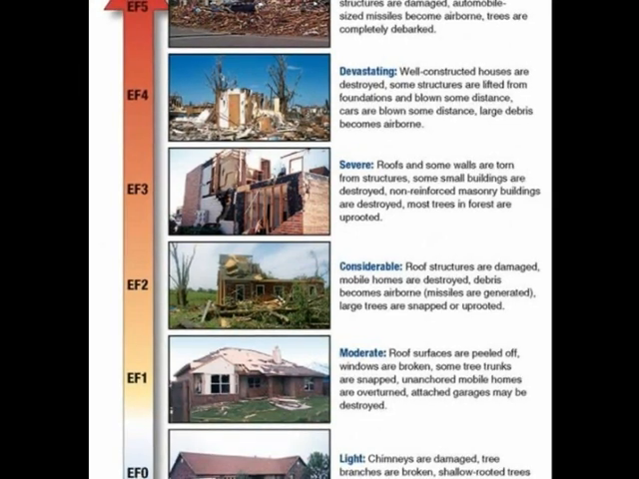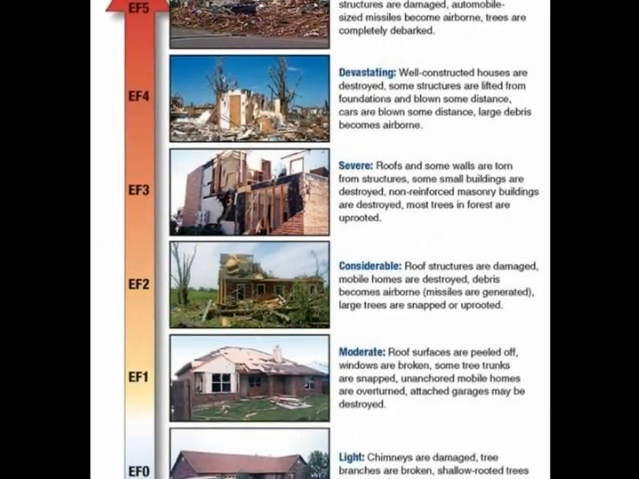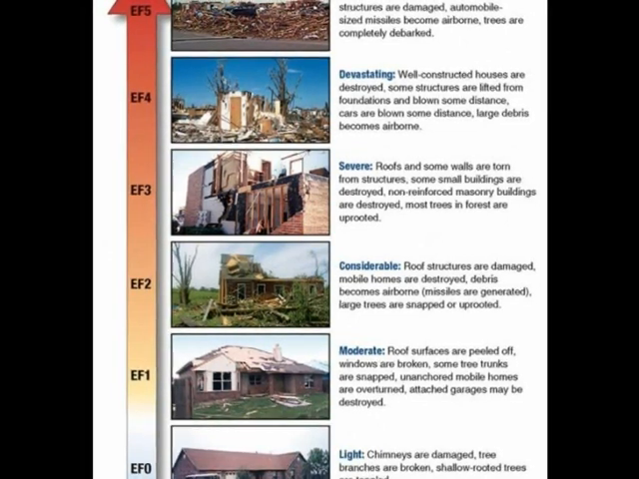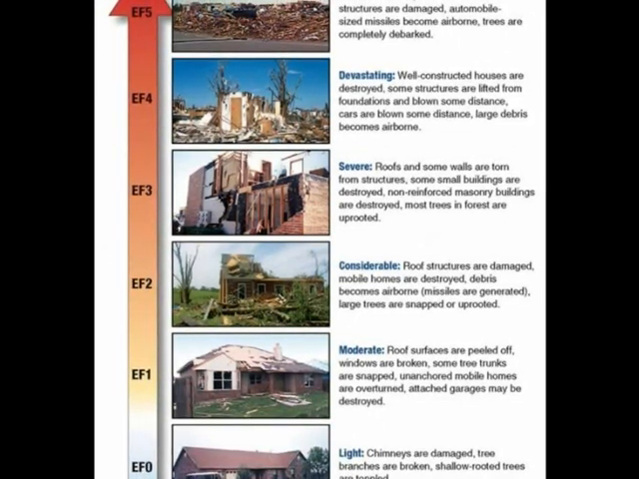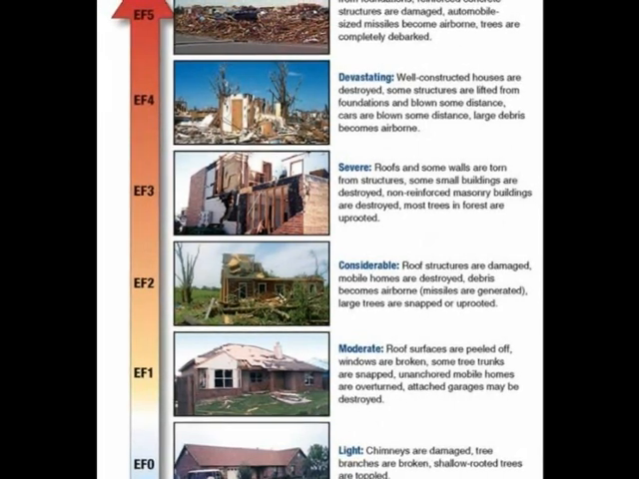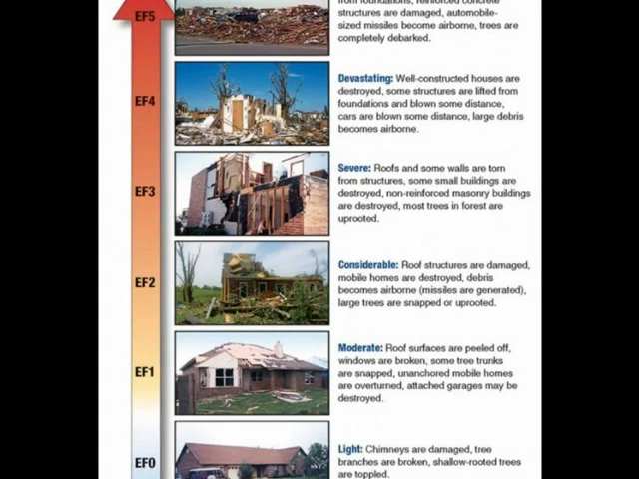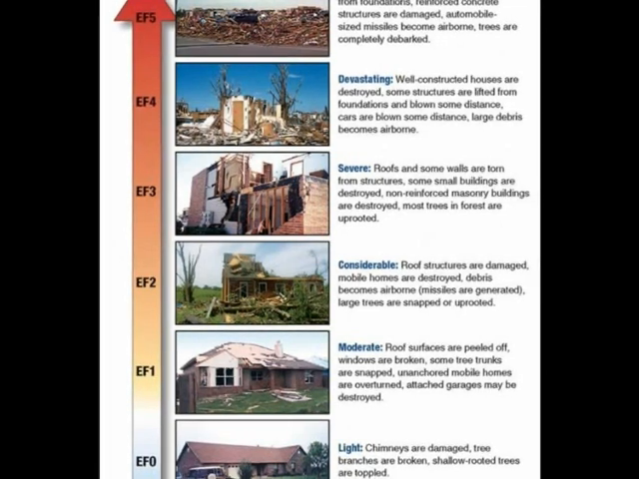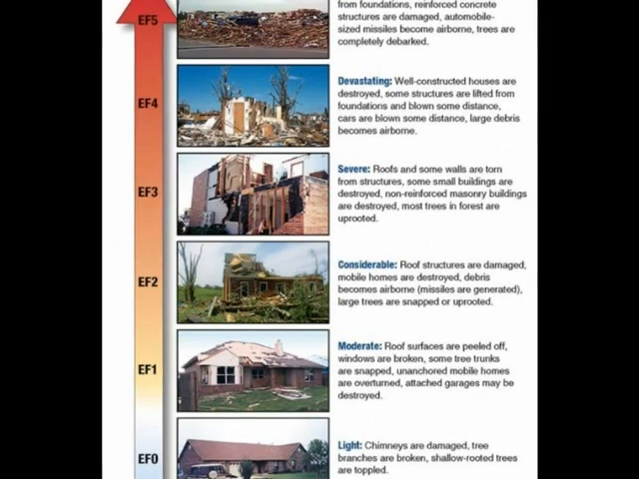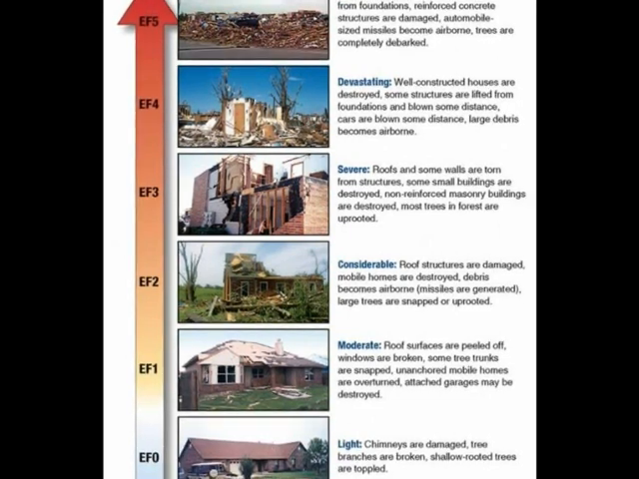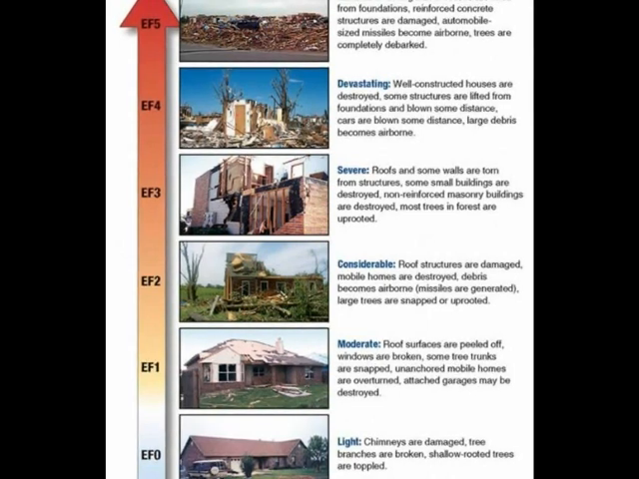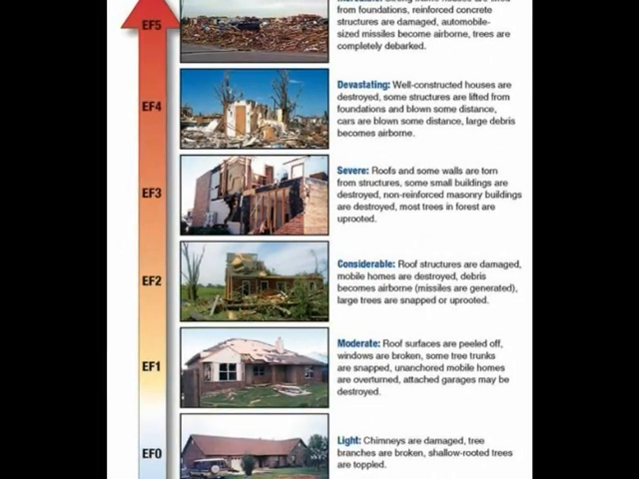garages may be destroyed. Moving up to EF2, considerable damage. Roof structures are damaged, mobile homes are destroyed, debris becomes airborne, large trees are snapped or uprooted. Moving up to EF3, severe damage. Roofs and some walls are torn from structures. Some small buildings are destroyed. Non-reinforced masonry buildings are destroyed. Most trees and forests are uprooted.